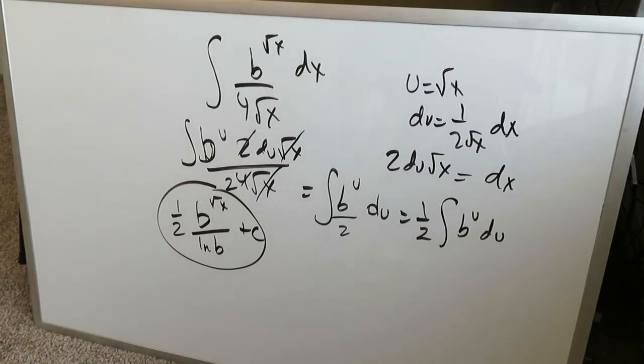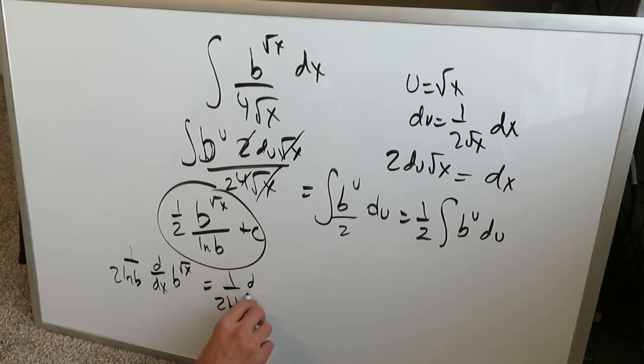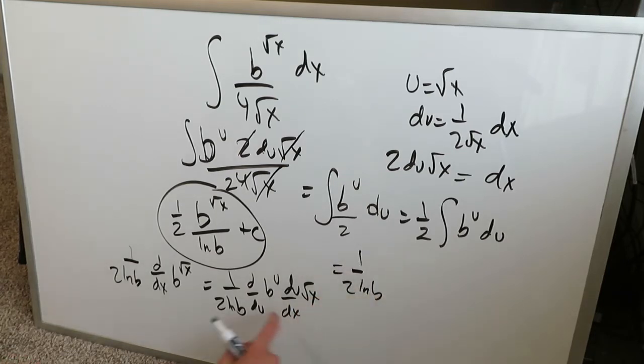We can attempt to do the derivative of this just for practice. These coefficients can come out, 1 over 2 natural log b, and you're essentially just doing the derivative of b to the root x. That's all you're doing. Chain rule will come over here: 1 over 2 natural log b, d over du of b to the u, and then du over dx of root x. Okay, now let's play this out. We'll have 1 over 2 natural log b, the derivative of b to the u will be b to the u natural log b, but let's plug in the u back: b to the root x natural log b, and the derivative of root x will be 1 over 2 root x.